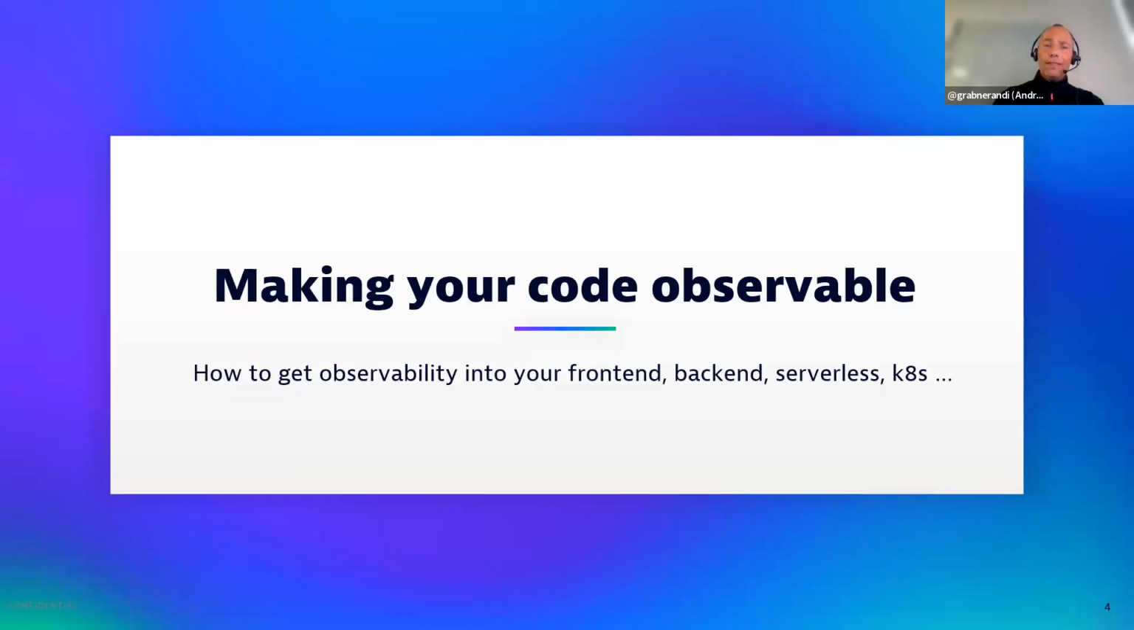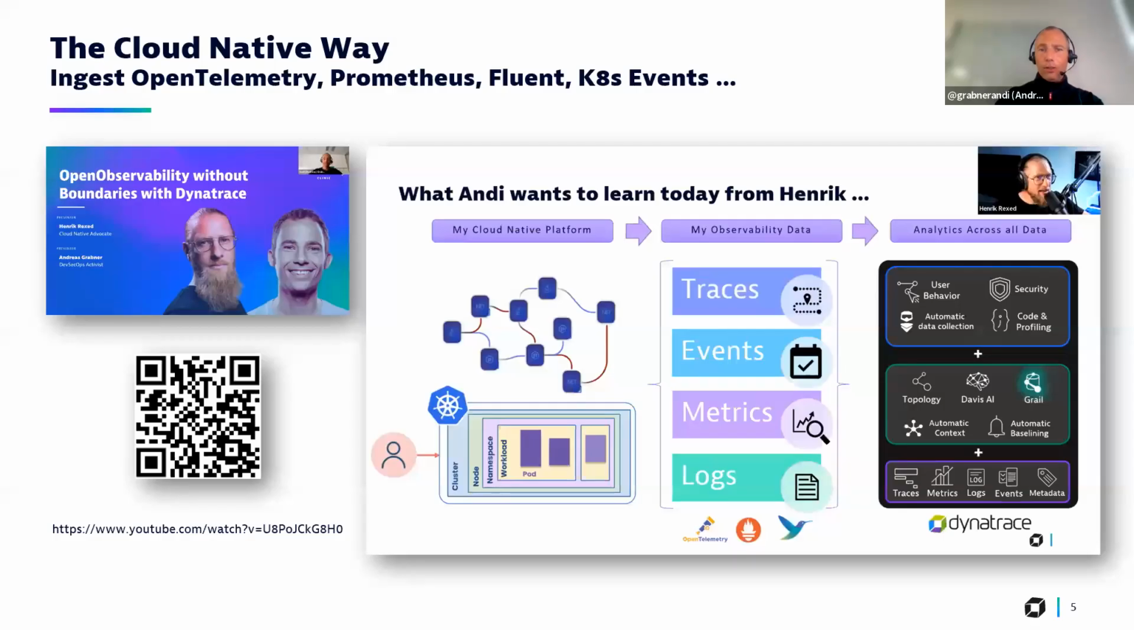Now, first of all, step one, making your code observable. How do we get observability into your front-end, back-end, serverless, Kubernetes, whatever you have? I want to tell you that the cloud-native way, a lot of you watching are probably looking into monitoring your Kubernetes clusters or systems where you may have OpenTelemetry as an option, where you have Prometheus, where you have Fluent.